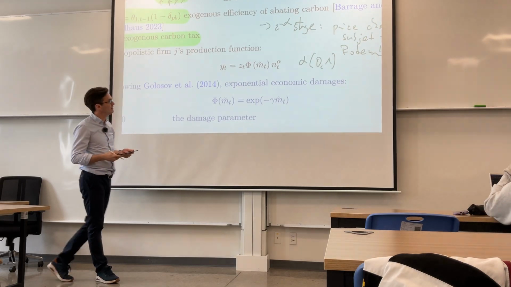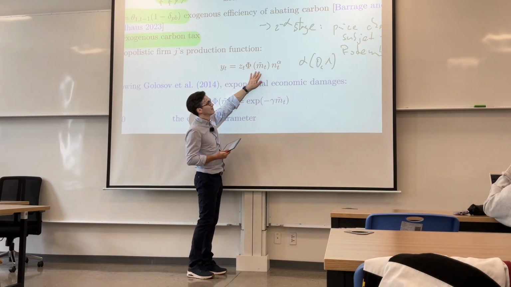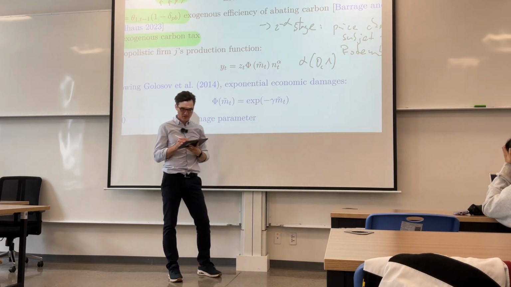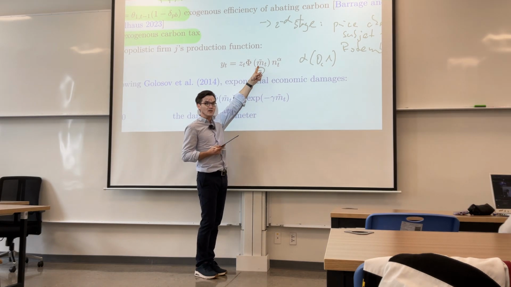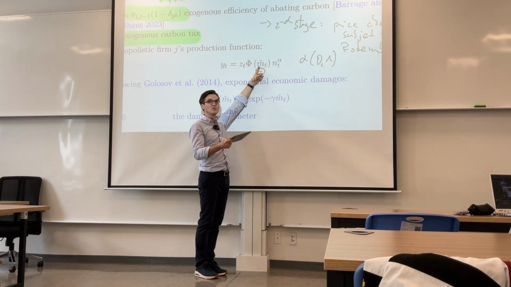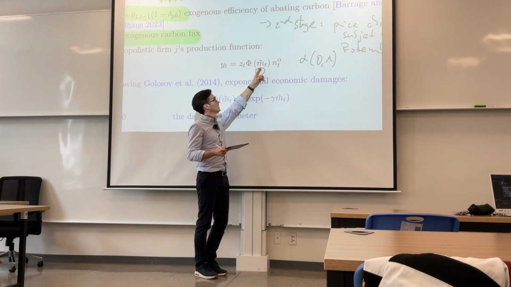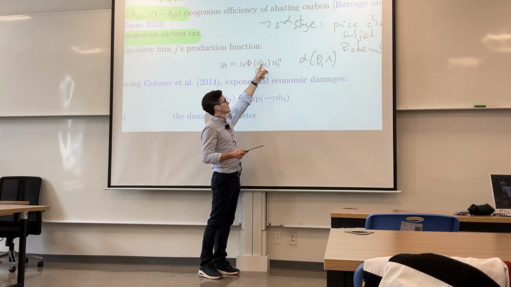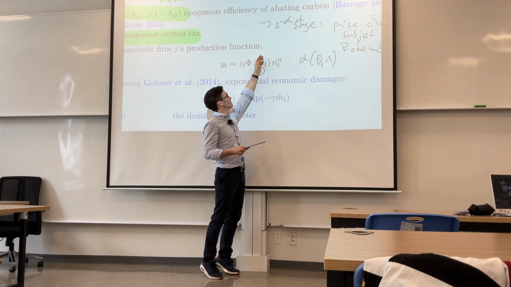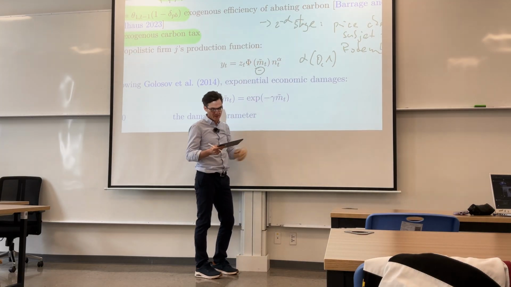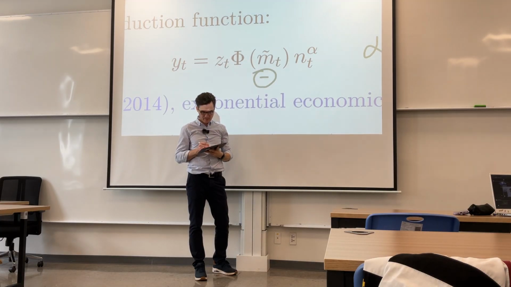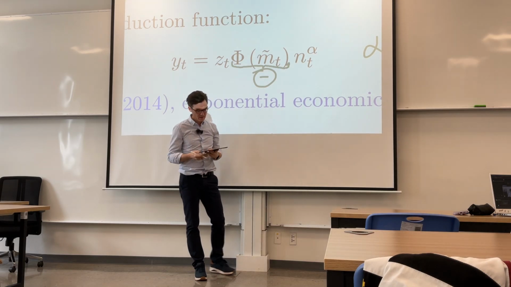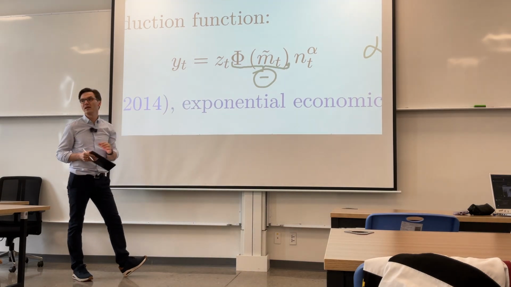And then importantly, what is this phi parameter here? In general, this is a negative function of m. So the more emissions we produce in the production process, the higher m is, the lower is this phi. You should be more careful when I'm writing this minus sign. So this function is affecting production negatively.